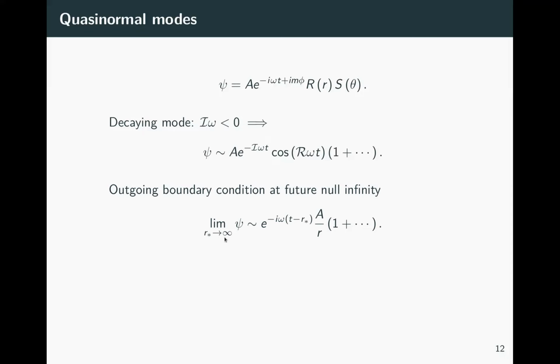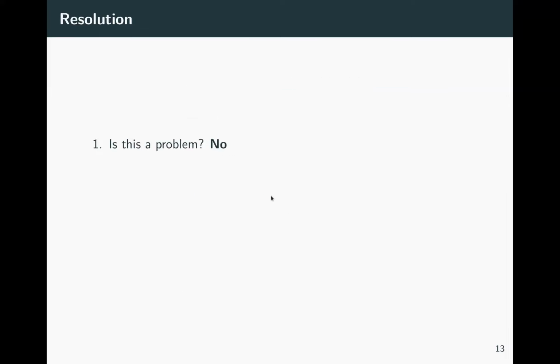We fix time, and now we just vary r. Let's go out to infinity, as r goes to infinity. Well, since the imaginary part of omega is less than 0, we see that as r goes to infinity, these modes are blowing up. As you fix t and go out in r, they're exponentially blowing up. That doesn't seem physical. Very strange, but just a fact about the solutions. It's a consequence of the outgoing wave boundary condition.